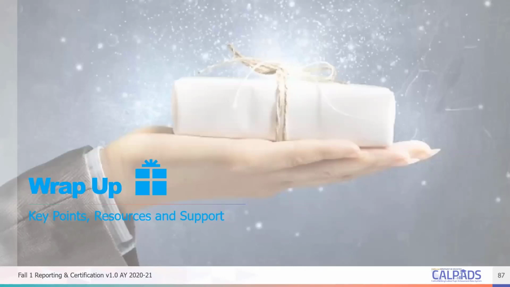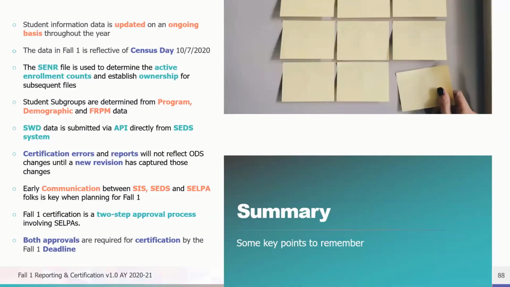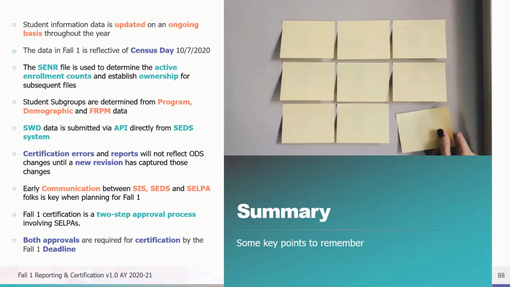So we're just going to move right ahead into the wrap up. Just reminders, a summary of what we talked about today, right? Student information data is updated on an ongoing basis. All right, we just finished end of year, but you're still submitting data for fall 1. It just rolled right into fall 1.